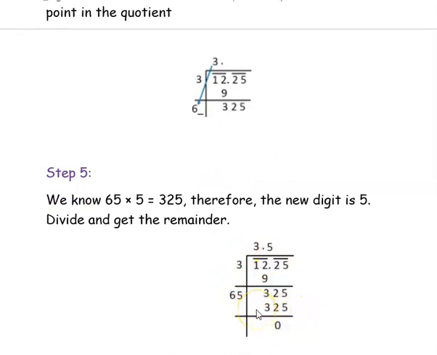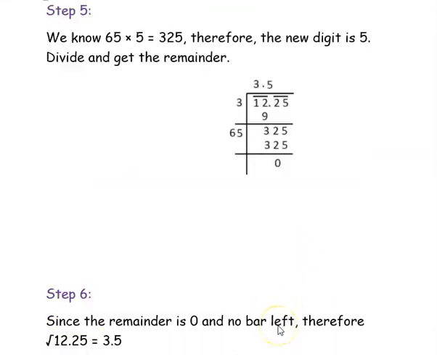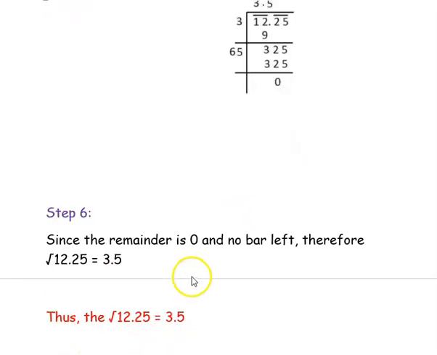Now I have subtracted 325 minus 325, which is 0. So now, since the remainder is 0 and there is no number left under the bar, we can stop our calculation here and we can conclude that the square root of 12.25 is 3.5.